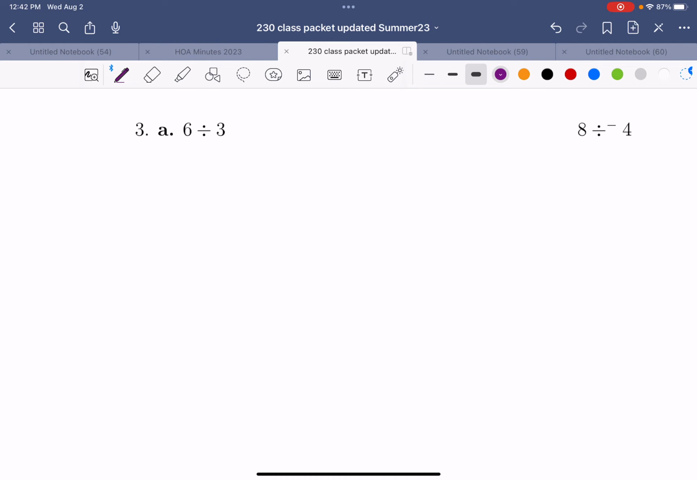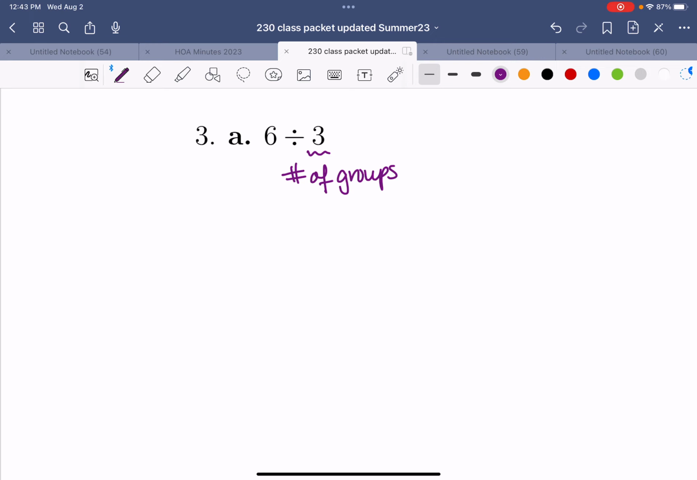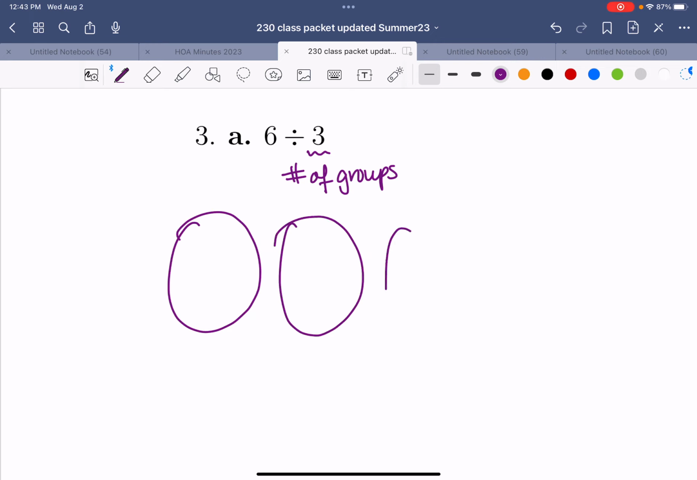So let's pretend that we're sticking with just positive numbers, right? And you would say 6 divided by 3. And this means this number here can either be the number in your group or the number of groups, depending on how you want to do it. So you're either making 3 groups or you're putting 3 in a group. So if I use this as the number of groups, then I have 3 groups and I'm putting 6 things into it.